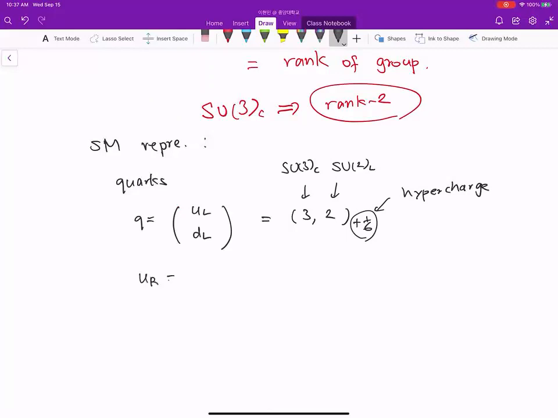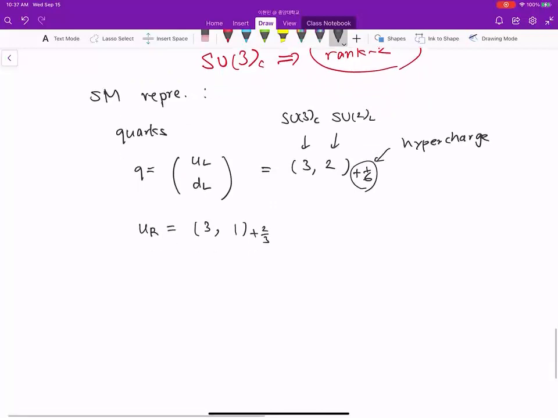Then the up-type right-handed quark can also be denoted in this form, right? Again, SU3 color does not distinguish between left-handed and right-handed, so they transform in the same way. But left-handed and right-handed transform differently under SU2. There is no SU2 partner for the right-handed quark, so it has a null transformation.